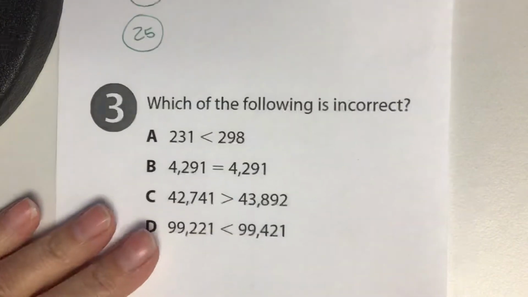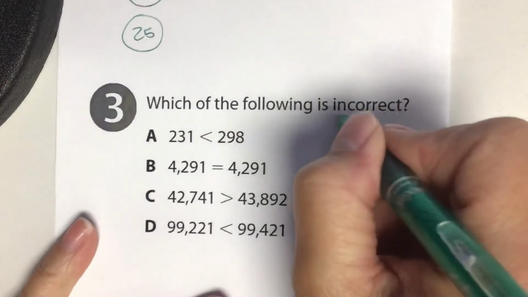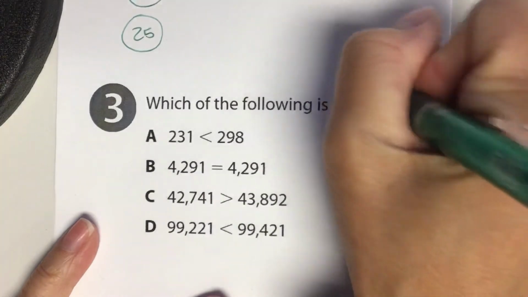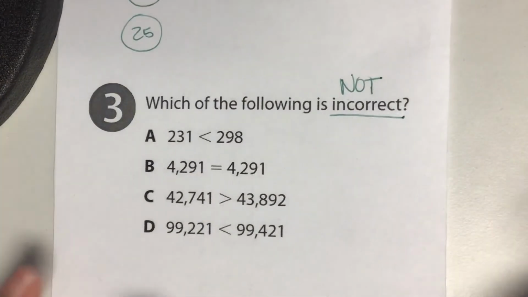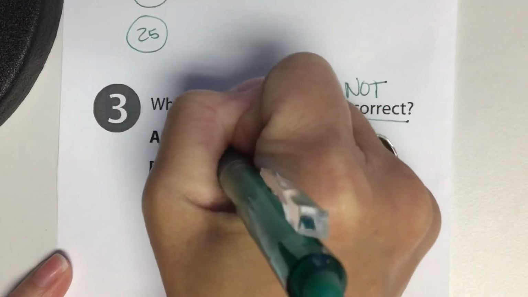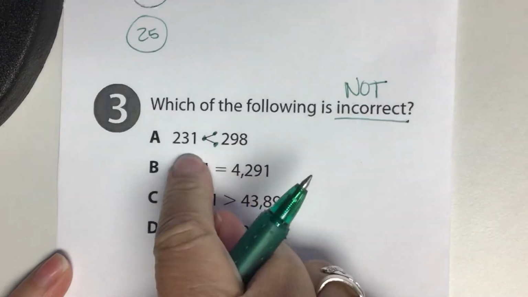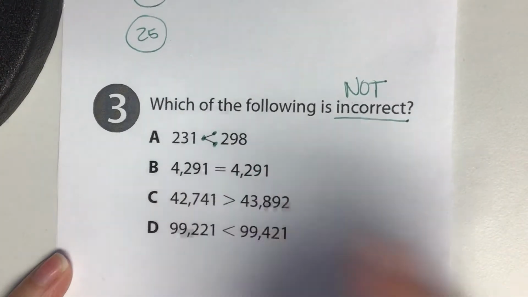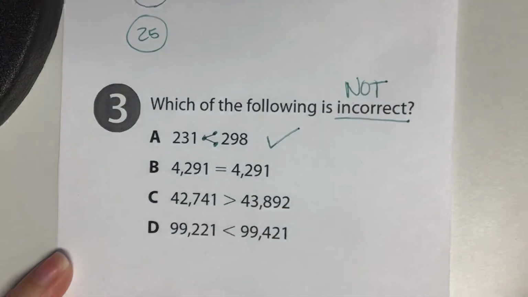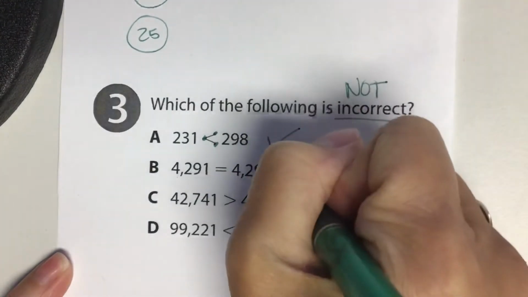Number 3, which of the following is incorrect? That means not correct. So let's use our 2 dot, 1 dot method. Is 231 less than 298? Yes. Is this equal? Yes.